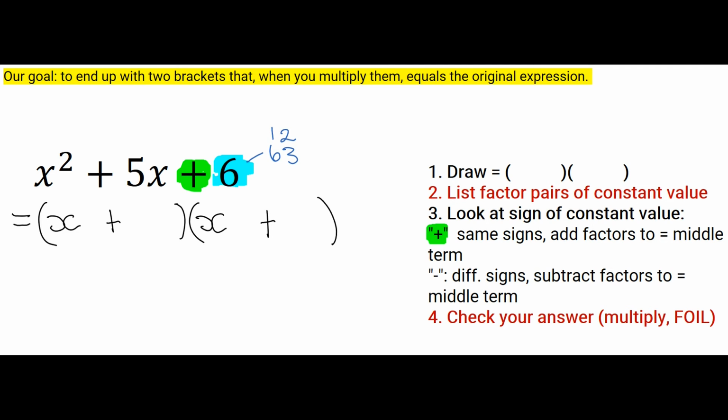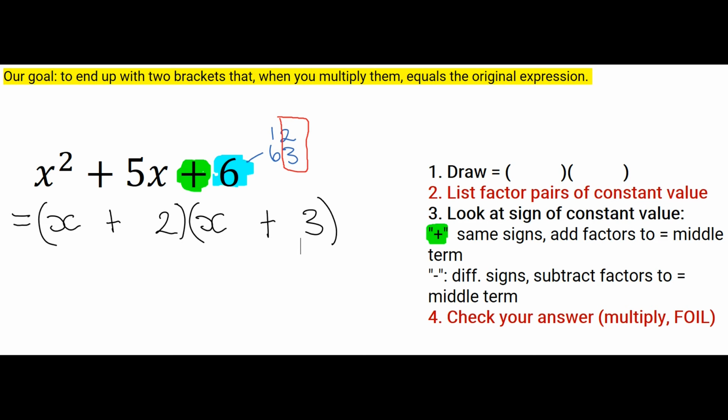what we need to do next is find the pair of factors that adds up to 5. So let's check it out. Does 1 plus 6 equal 5? No, it's not. How about 2 plus 3? For sure. So 2 plus 3 equals 5, and we're going to write those down at the ends of the brackets. So let's do 2 and 3.